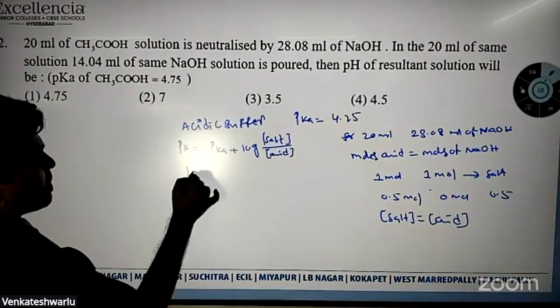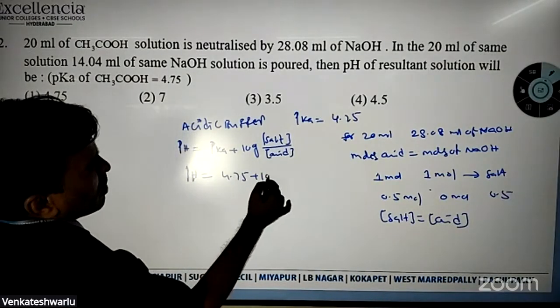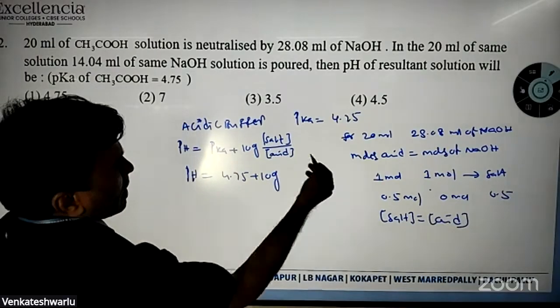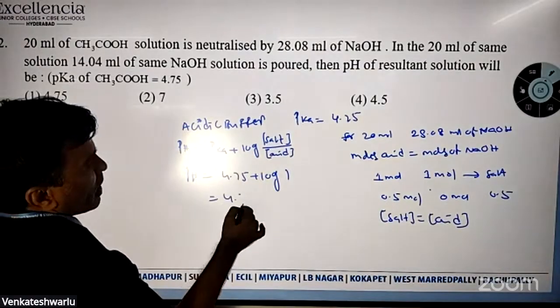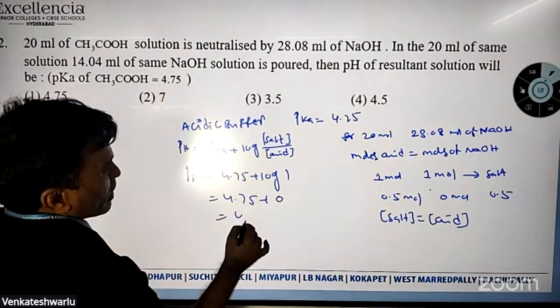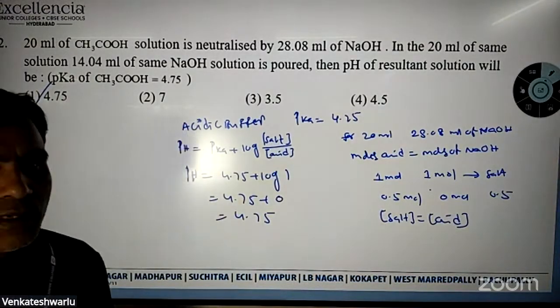So now pH is equal to pKa, which is given as 4.75, plus log. As we got salt concentration equal to acid concentration, log 1 value is 0. The net will be 4.75. So answer is 1, right?